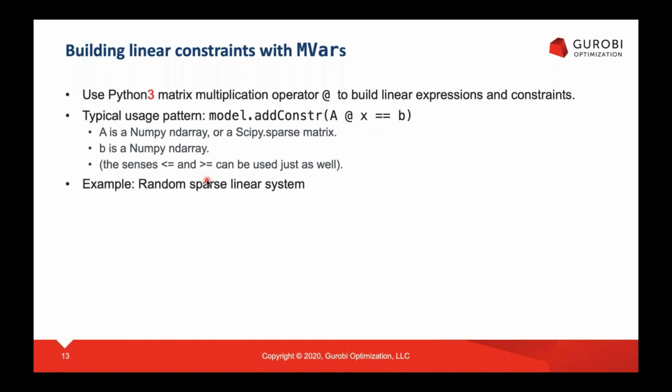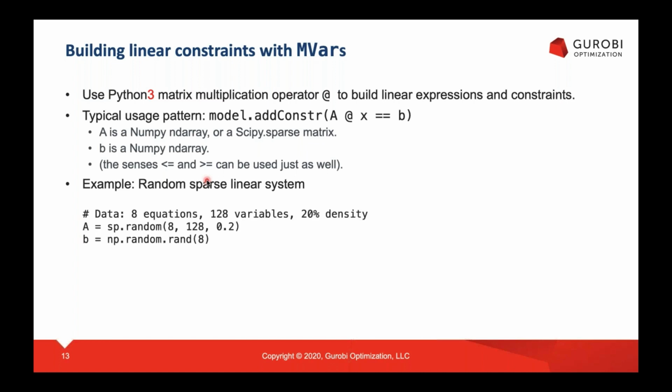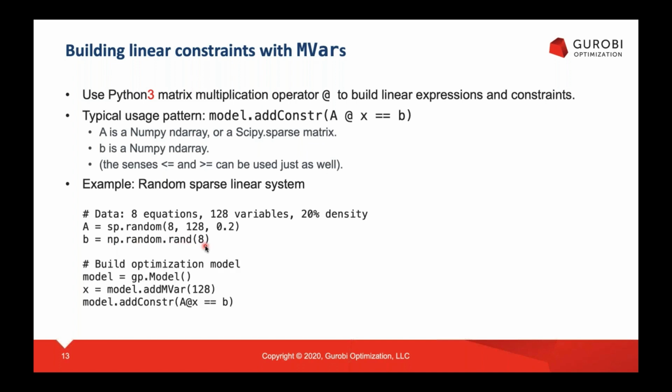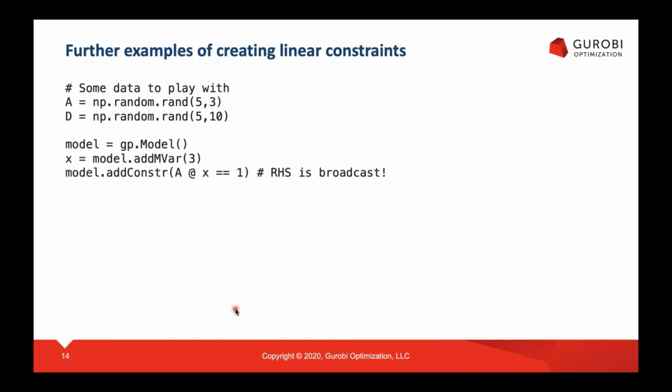Let's do one quick but simple example that solves a sparse linear system. So let's acquire some data to play with. Let's get a random sparse matrix from the scipy.sparse package, having 8 rows, 128 columns, and average density of 20%. Here's the compatible right-hand side: B is a random dense vector of length 8. And now it's as easy as written here. You just construct the optimization model, add one optimization variable of length 128, and all we need now for the linear system to be added is a times x equal to b. That's it.